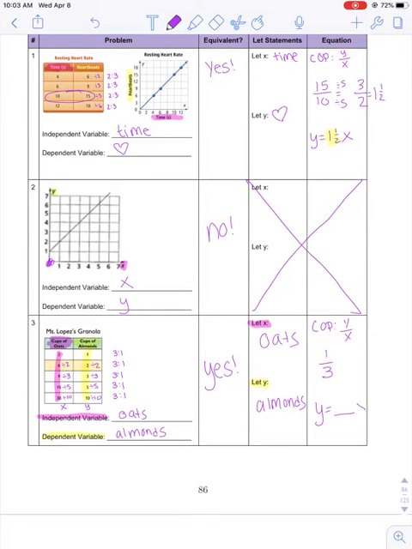Now I need to put it in this spot. Y equals COP X. I just put the 1/3 right there. We're done.